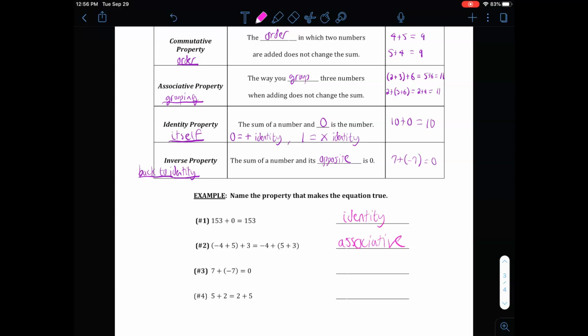Then we have negative 7 plus negative 7 equals 0. That one's given away here. That's going to be the inverse property. Inverse property, we added the number plus its opposite is going to equal the identity, which is 0. And then 5 plus 2 equals 2 plus 5. That's commutative. That's the order.